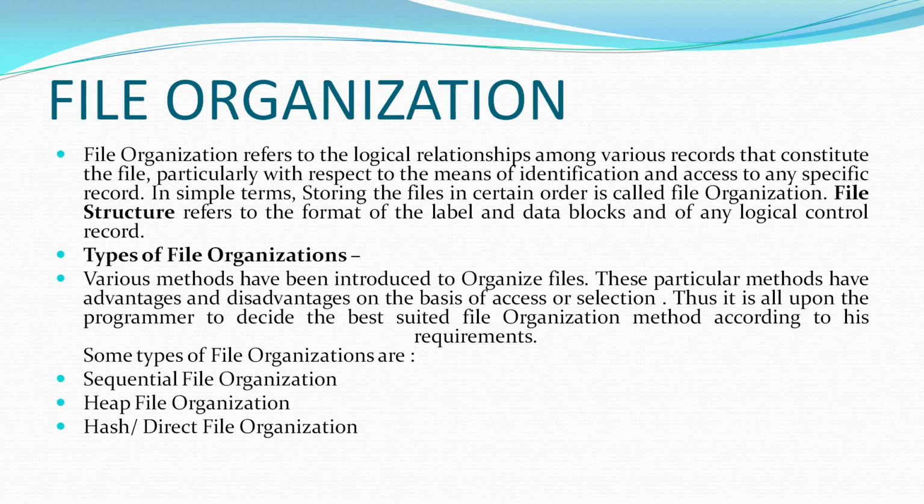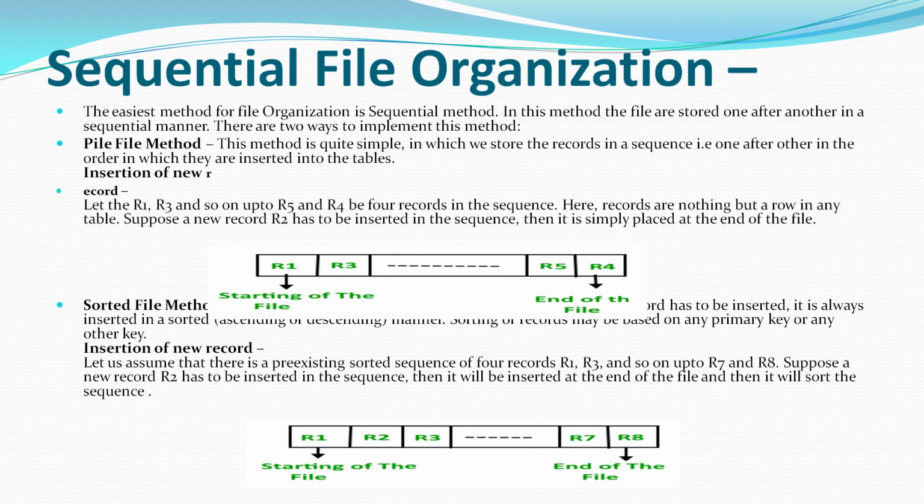So, types of file organization. What are the different types of file organization? Various methods have been introduced to organize files. These methods have advantages and disadvantages on the basis of access or selection. Thus, it is up to the programmer to decide the best suited file organization method according to his requirements. Some types of file organization we will discuss here: sequential file organization, heap file organization and hash or direct file organization.